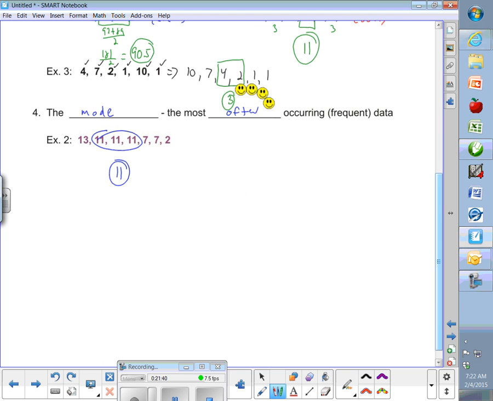And what is the mode? The mode is the data that occurs most often or most frequently. That is called the mode.